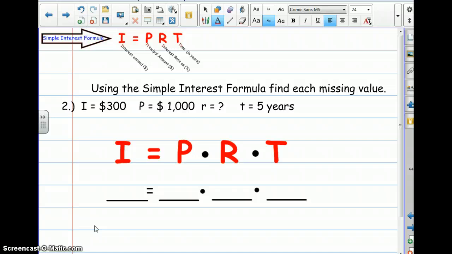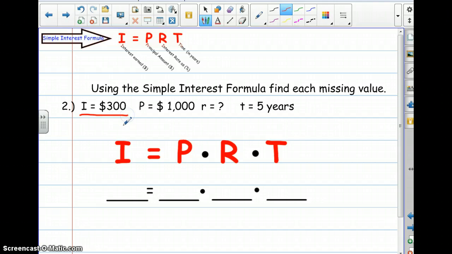Okay, so here's our example number 2. In example number 2, this time it actually gives us the amount of interest that's earned. So we're going to do something a little bit different. We've got interest earned, we've got the principal amount, the amount that we started with, and we have time. But now we need to figure out what is the interest rate that we were paid to get that amount of money. So again, we're going to fill in the amount that we know.